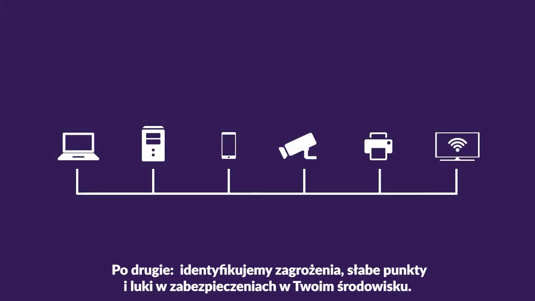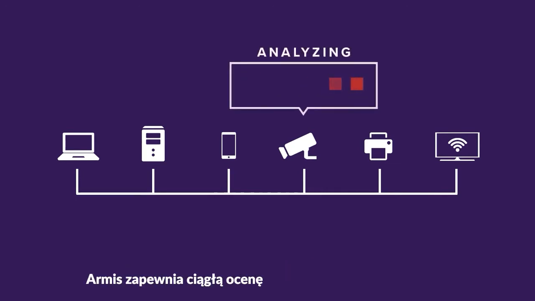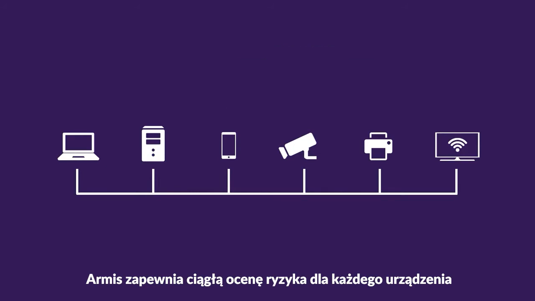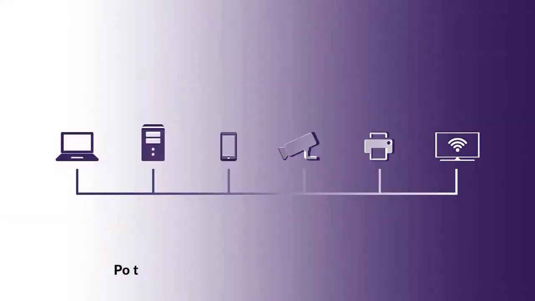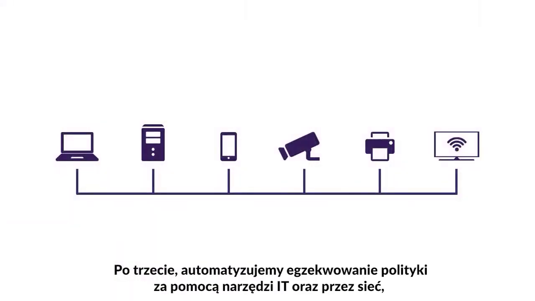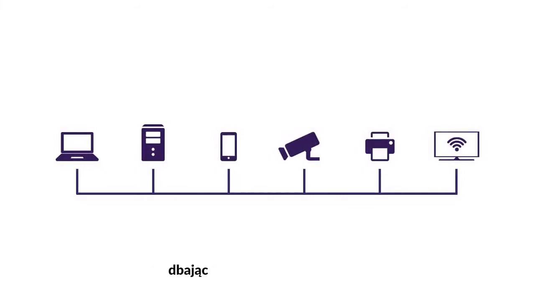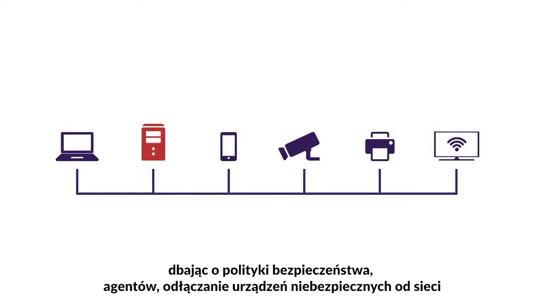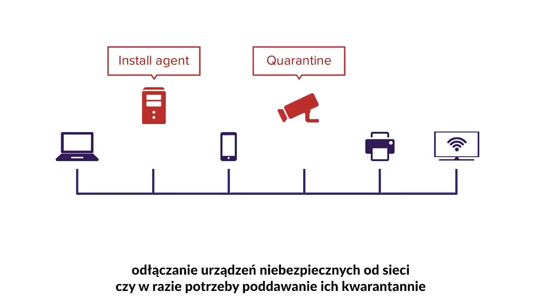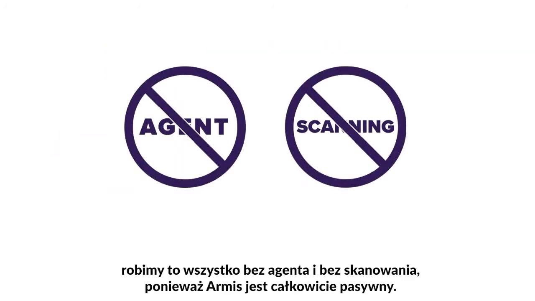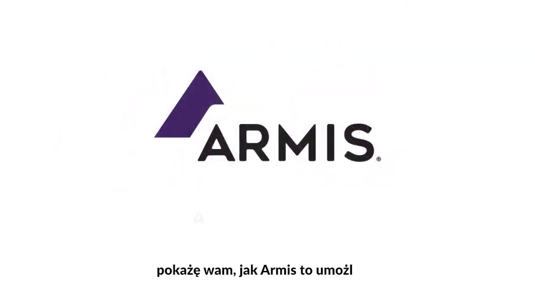Second, we identify the risks, vulnerabilities, and security gaps in your environment. How? Armis provides real-time and continuous risk assessment for every device based on its attributes and the behavior of that device and others like it, even its connections history. Third, we automate policy enforcement across your IT and security tools and through your network, protecting your devices, ensuring they have the right security or agents, or disconnecting and quarantining the device if necessary. We do all this without an agent and without scanning because Armis is completely passive. Let me show you how Armis makes this possible.